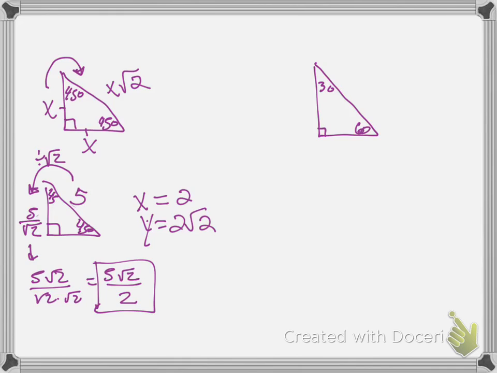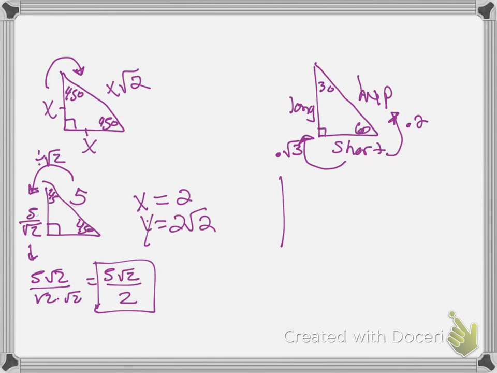In a 30, 60, 90, the side across from the 30 is the short. The side across from the 90 is the long, and the other side is the hypotenuse. Okay, the long leg, you always need this short side, right, in order to get the other two. If they give you the short, you multiply by root 3 to get the long. You multiply by 2 to get the hypotenuse.